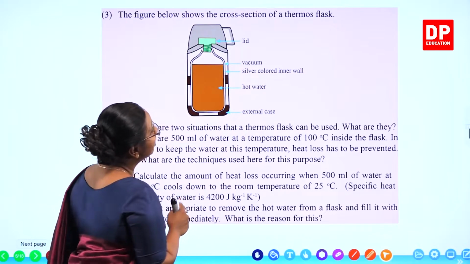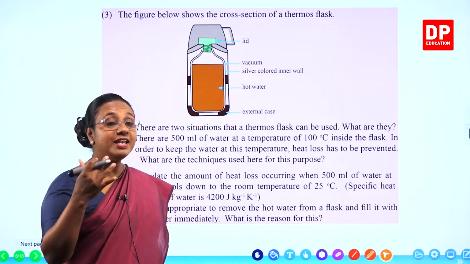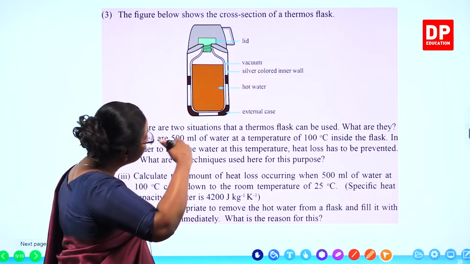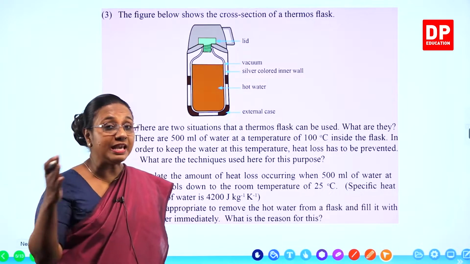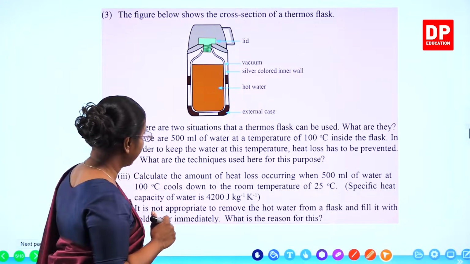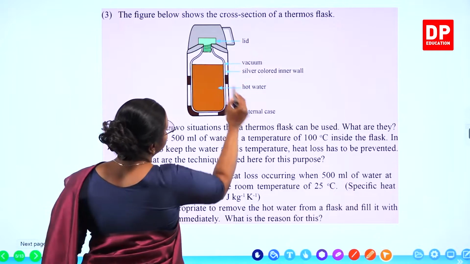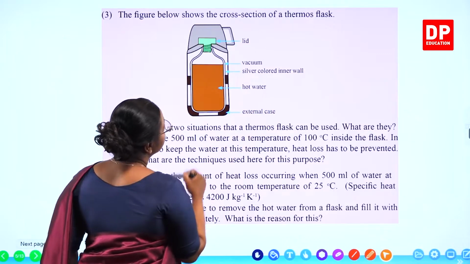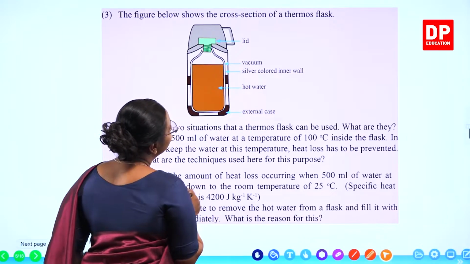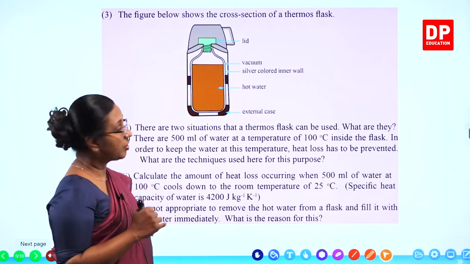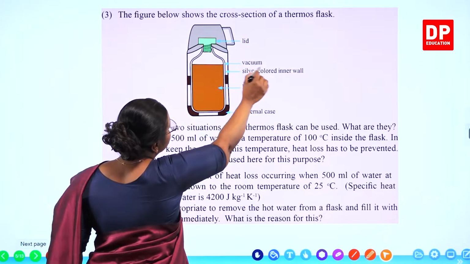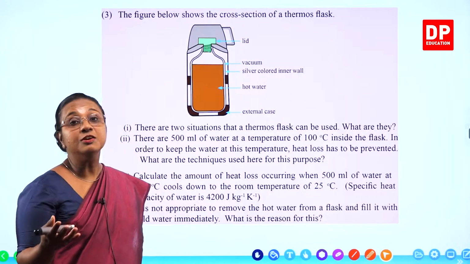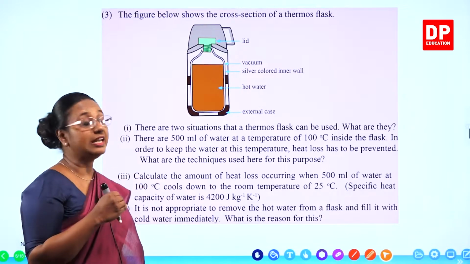Here you can see silver colored inner wall, so that the radiated heat will be again reflected back into the liquid that is there, or into the flask itself. So it will not be conducted out of the flask. That is the thermos flask. So here you can see external casing, and inside the container, inside the flask, there is hot water, and you can see the silver colored inner wall of the thermos flask, and also in between there is the vacuum, that is between the external casing as well as the inner wall. Because of that, the loss of heat is prevented.